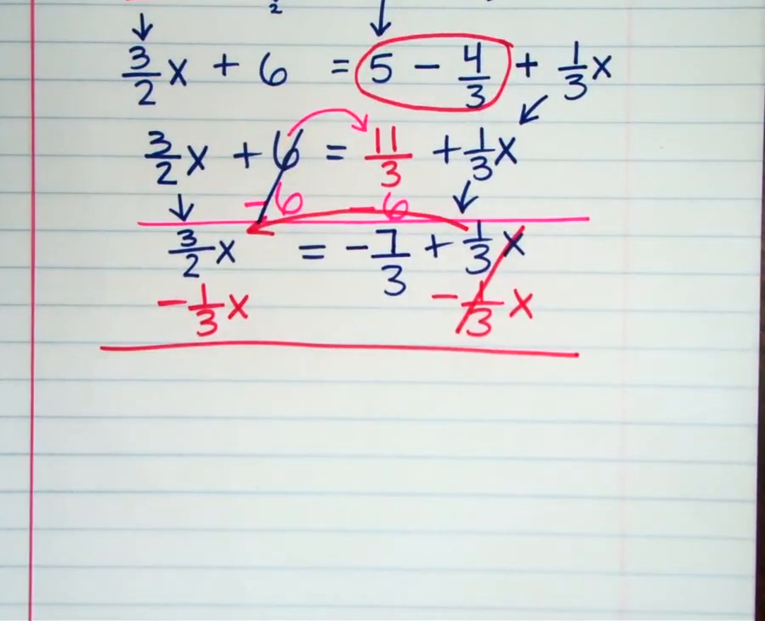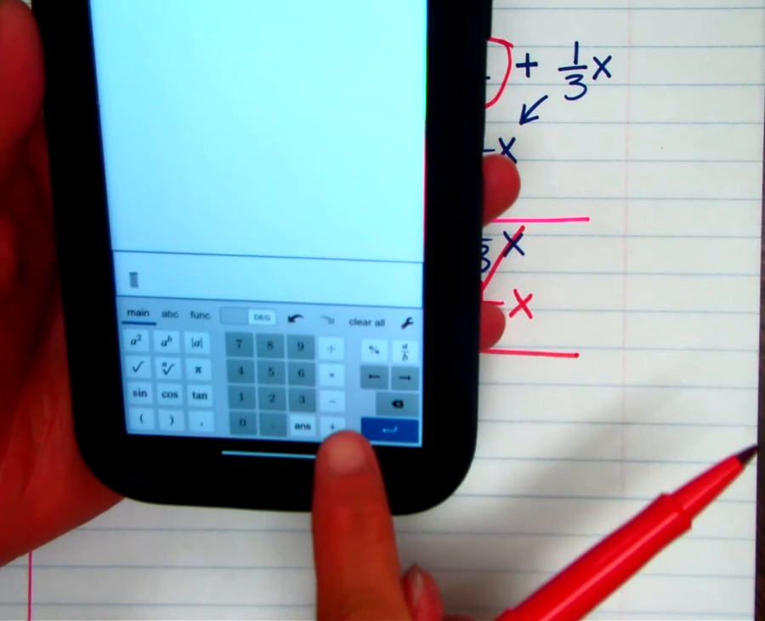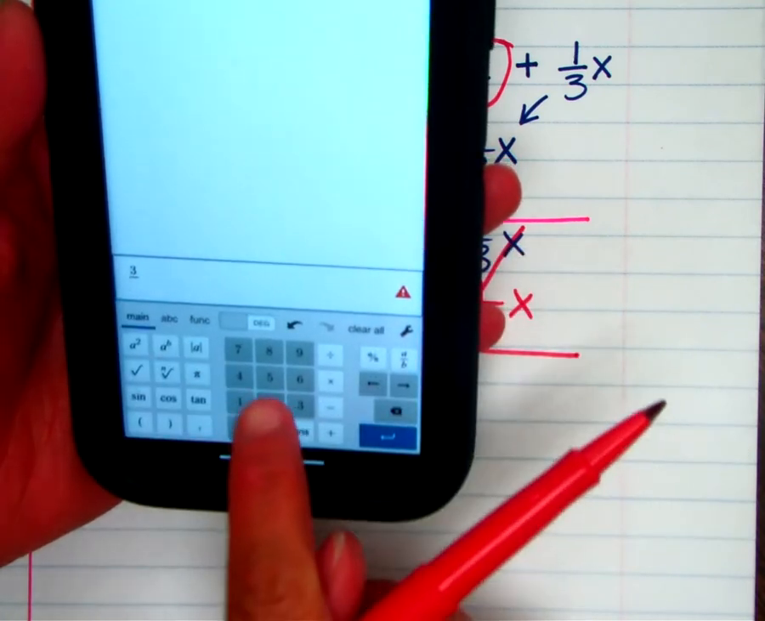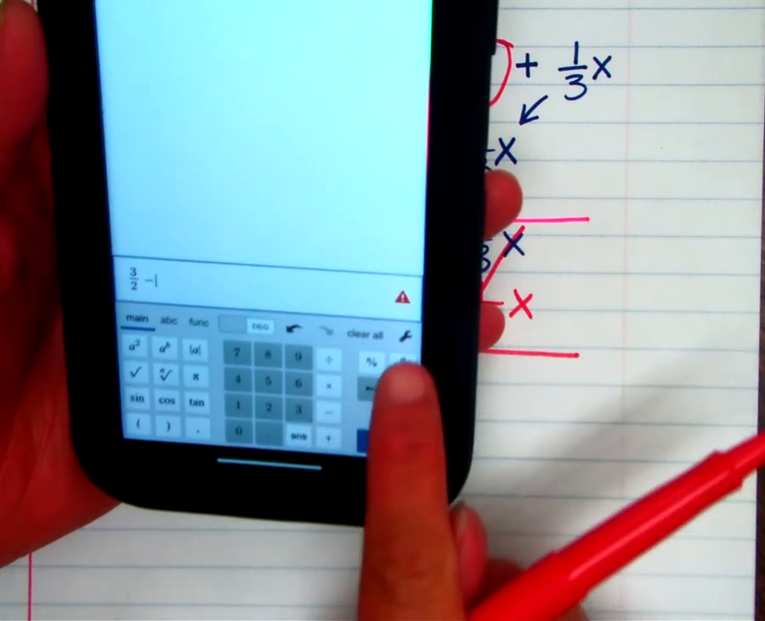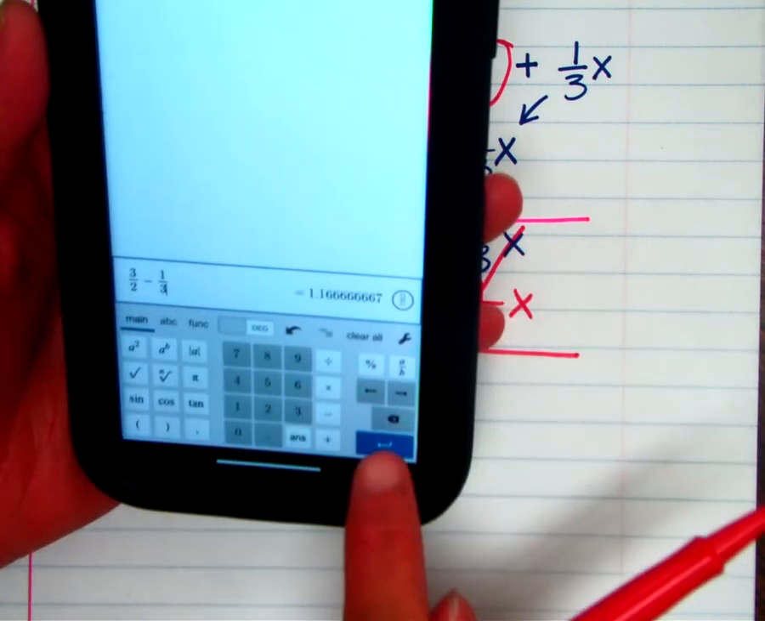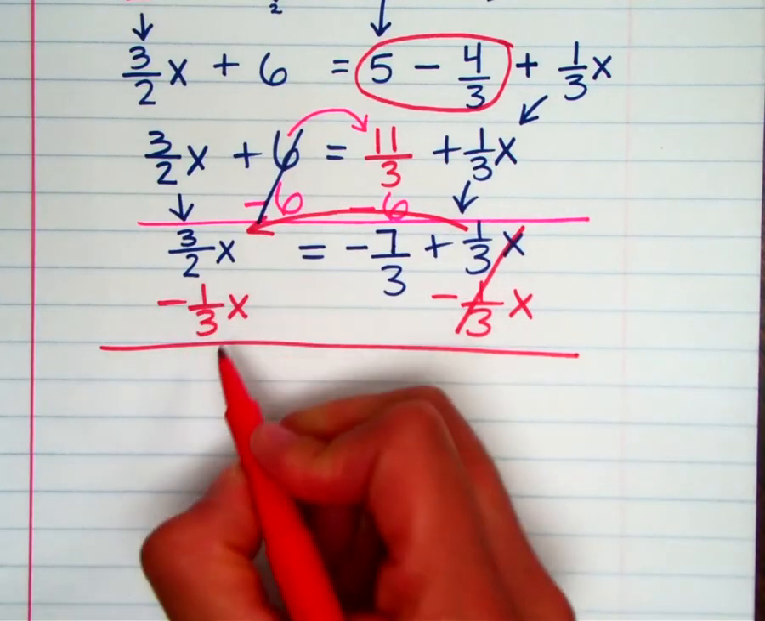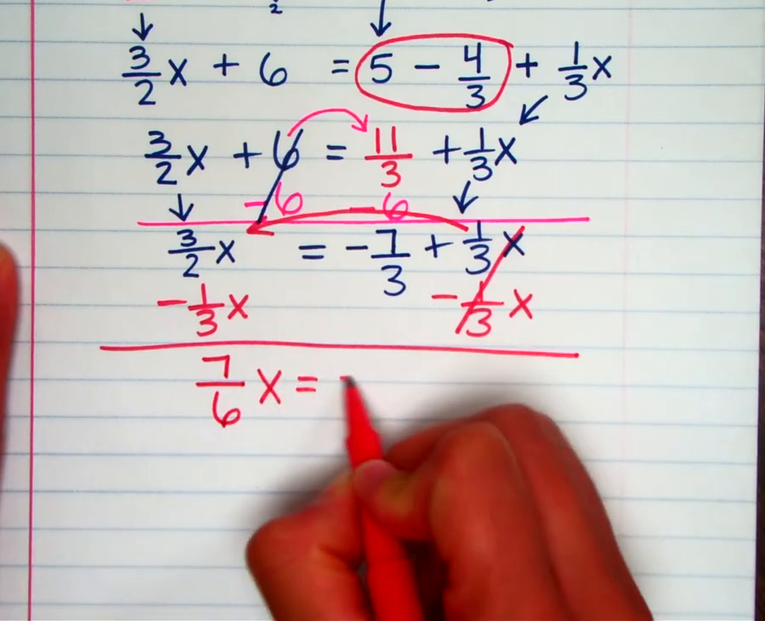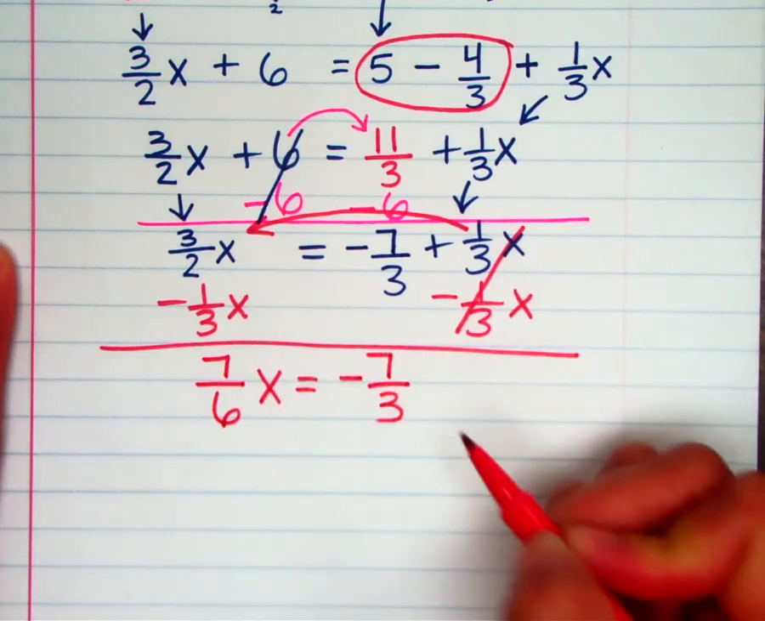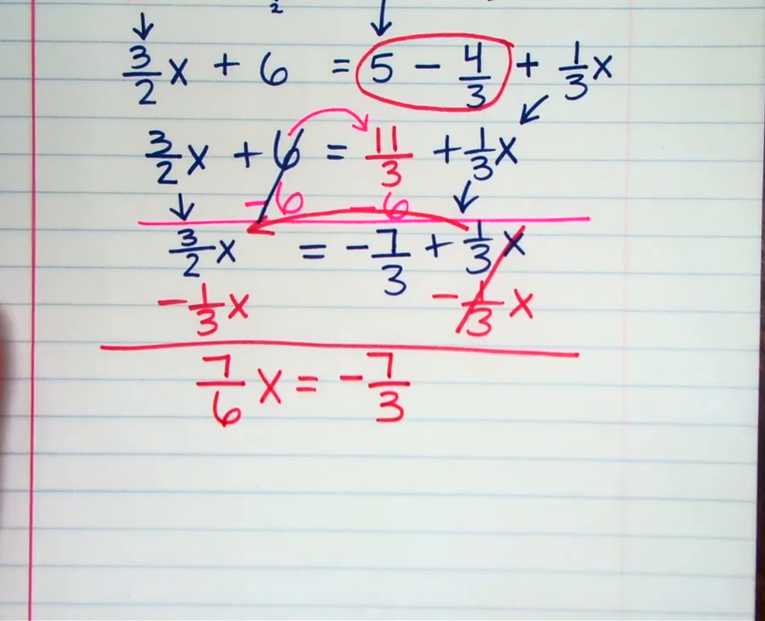And when I take 3/2 and I subtract 1/3, I can take that and put it in my Desmos calculator. 3/2, make sure you click on the outside, minus 1/3. Enter. Change that to a fraction, it's 7/6. So I get 7/6 x equals -7/3. So from here, I need to get rid of this fraction in front of the x.